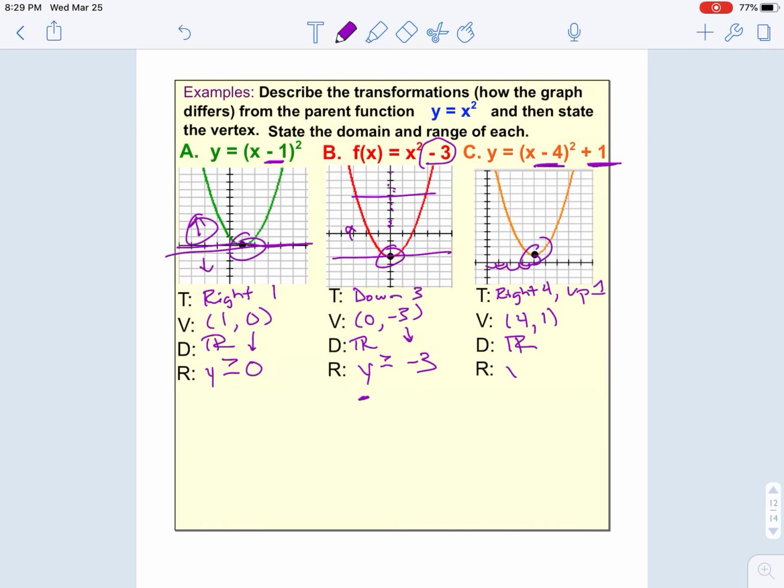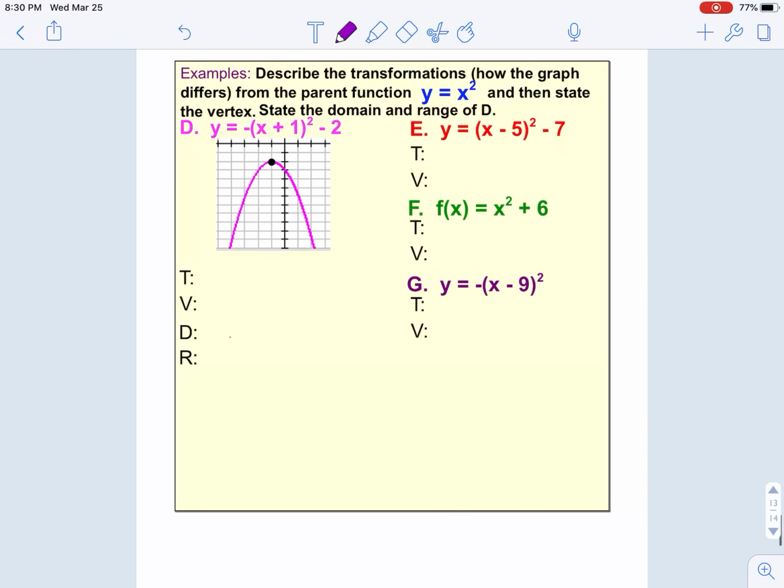Domain, easy points, is all reals. Range, Y: now I'm just going to grab this point, and are the Y's I get bigger than 1 or are they smaller than 1? They're going to be greater than or equal to 1, right? Because I'm getting the Y's that are bigger than that.